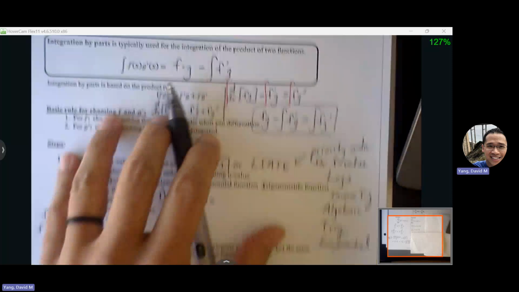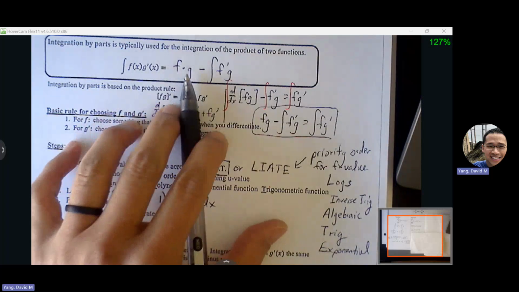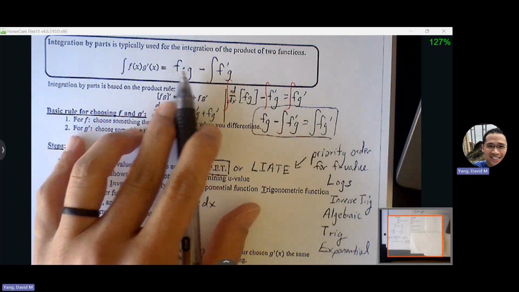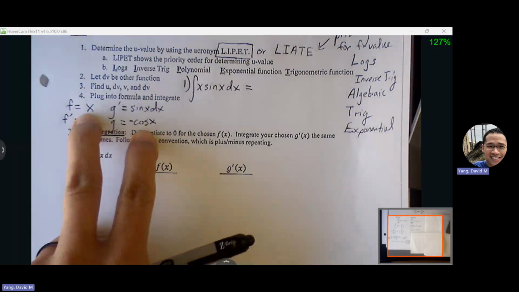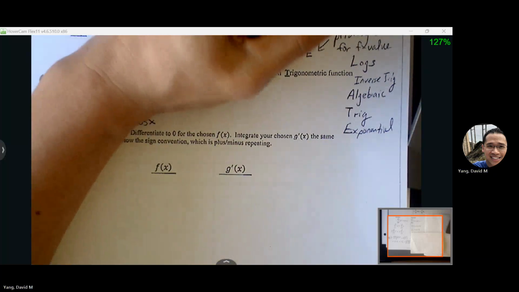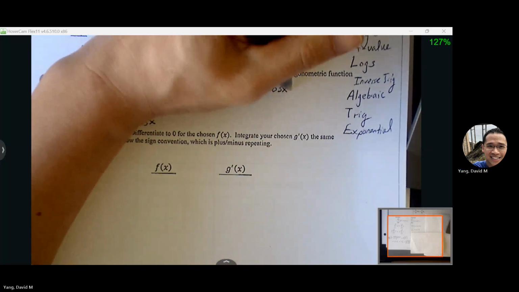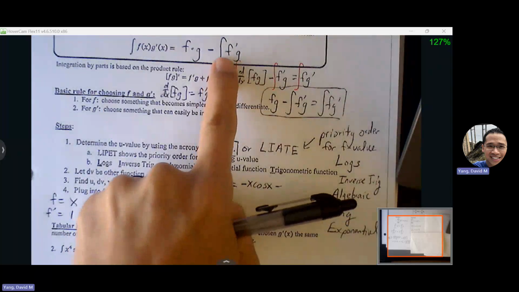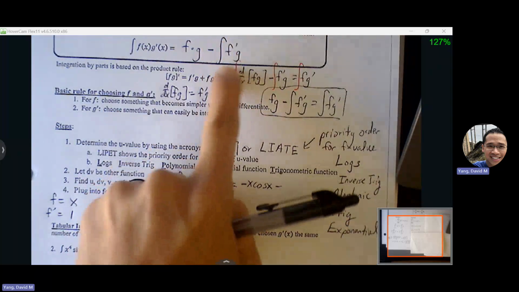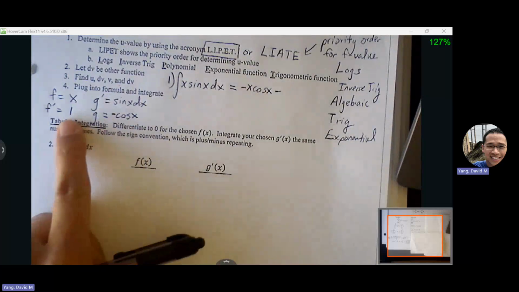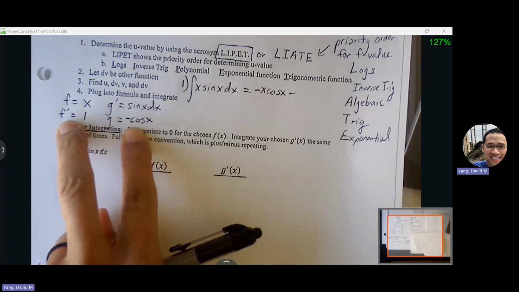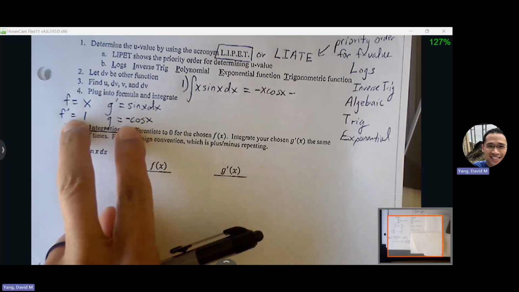So here's our rule. We have f and g prime figured out. We just have to build out the right side here. F times g comes first. So f times g, x times negative cosine x, which I'm going to combine to be negative x cosine x, minus the integral of f prime g. We have everything that we need. We just have to pull it in the correct order. F prime g. So minus the integral of negative cosine of x.